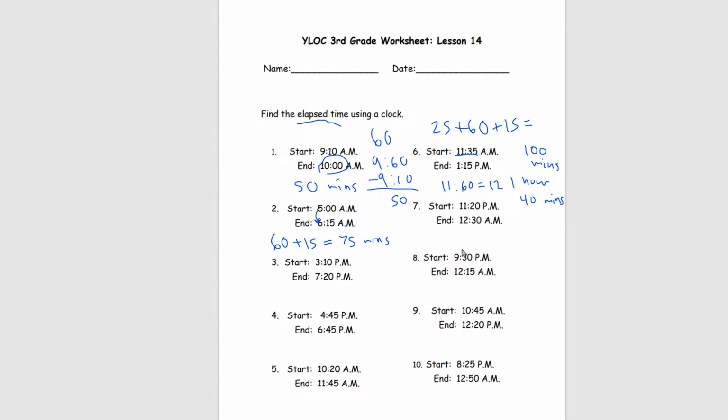Do the same here for number 7, it's 11:20 p.m. to 12:30 a.m. And to find this, since we know that 11 to 12 is 1 hour and it's already 11:20, we can do 11:60 minus 11:20. This gets us 40, and then we see we have 30 more minutes, so I can just add 30, which gets us 70 minutes. 70 minutes is equal to 1 hour and 10 minutes.